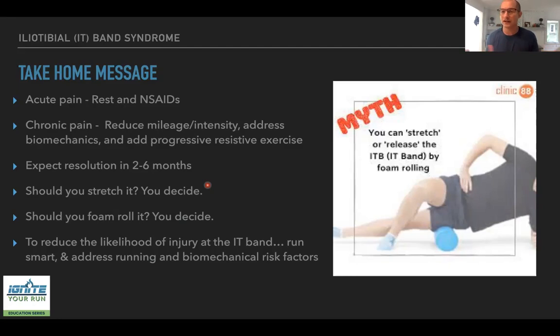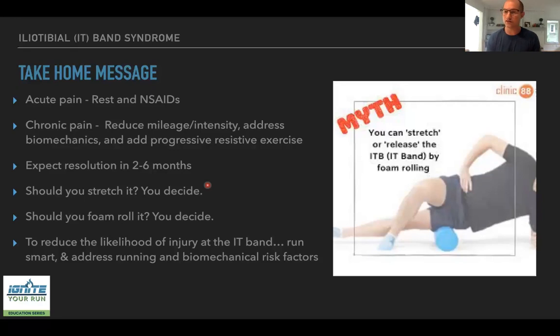Should you foam roll it? Again, completely up to you. Foam rolling has been shown to have a pain reduction benefit to it. However, because it's such a thick and dense and strong piece of fascial tissue, most likely we're not releasing adhesions, we're not realigning fibers, and we may not get any added length or flexibility from foam rolling and stretching. So if that's something you like to do, go ahead and continue to do it.